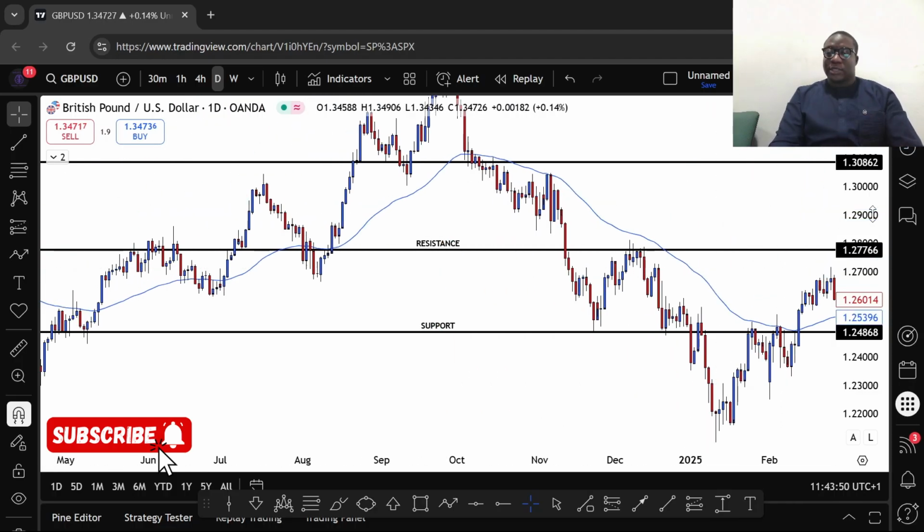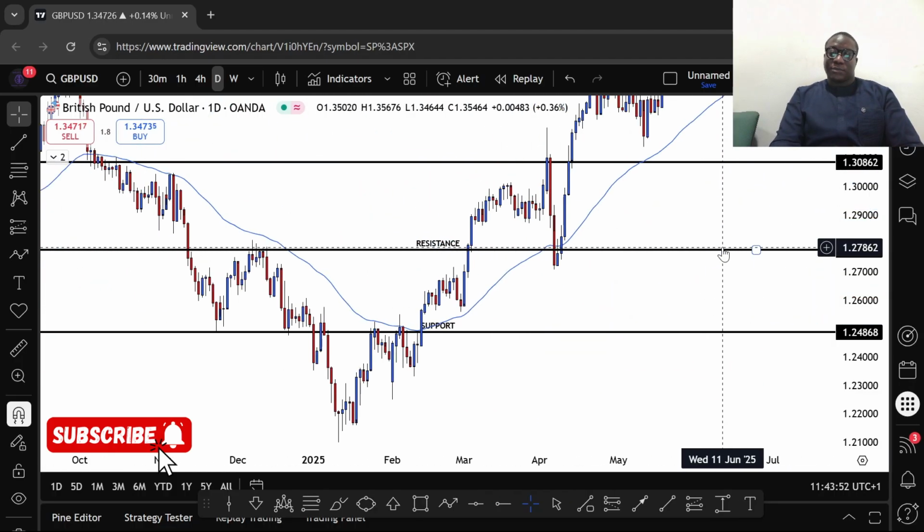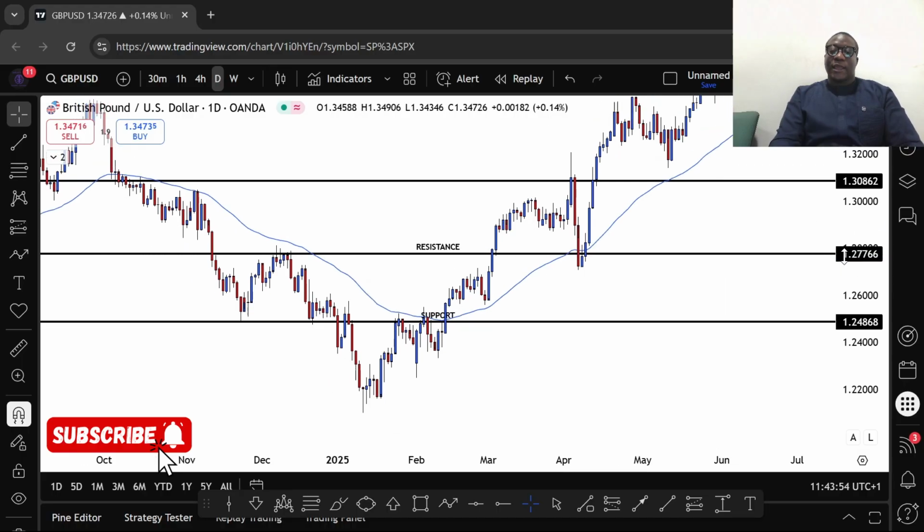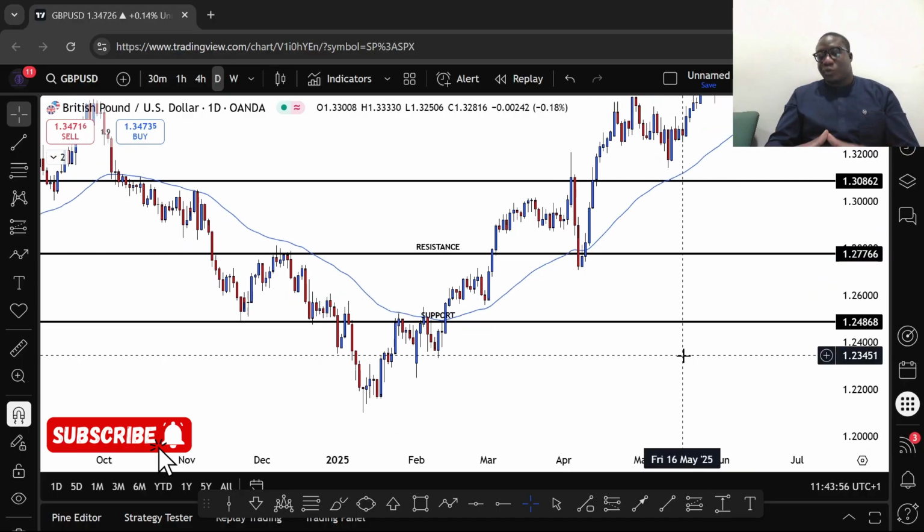Another thing I want to point out, but let me use here as an example. Every support was once a resistance, and every resistance was once a support, or it's going to be a support, or it's going to be a resistance. Every support is going to be a resistance, every resistance is going to be a support. That's how we follow the market.